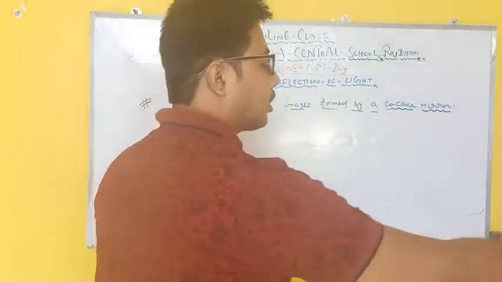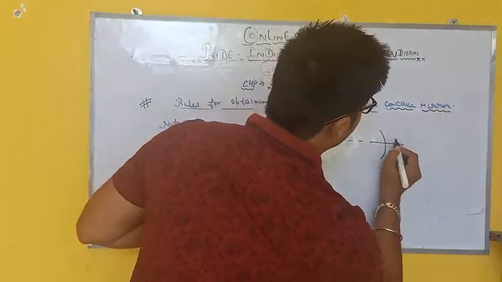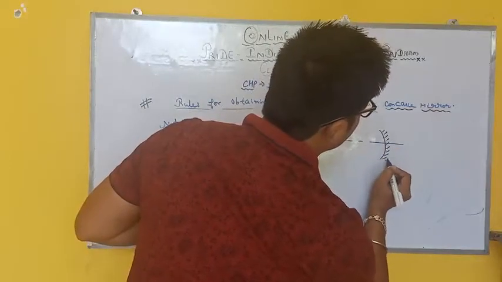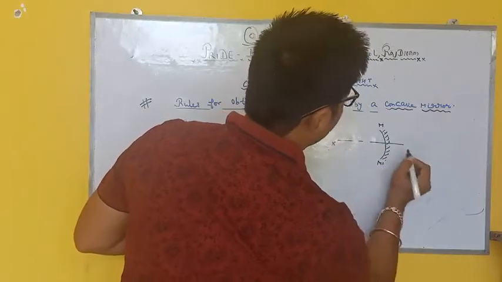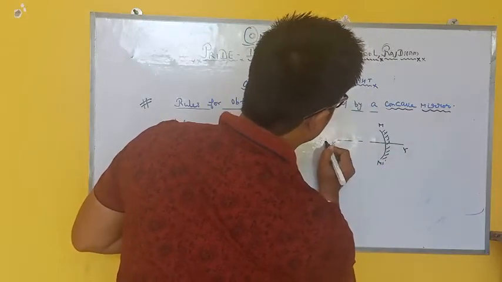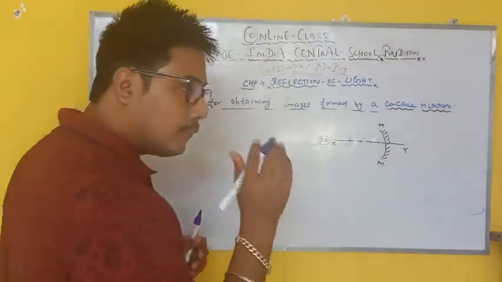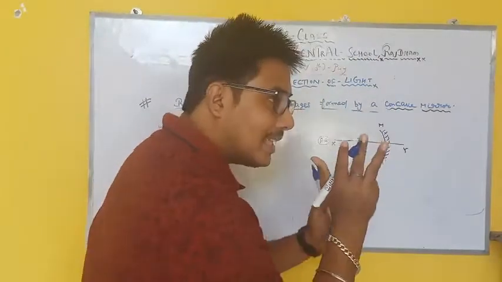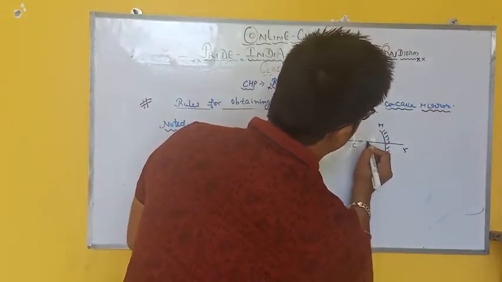For example, let me tell you, suppose this is the mirror. This is the polished surface, this is M dash, this is X, this is Y, this is the principal axis. So what happens here, if you want an image to be formed, you need at least two rays. Suppose this is the focus and this is the center of curvature.